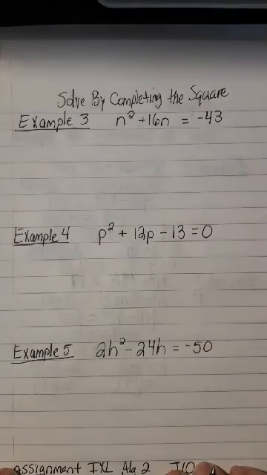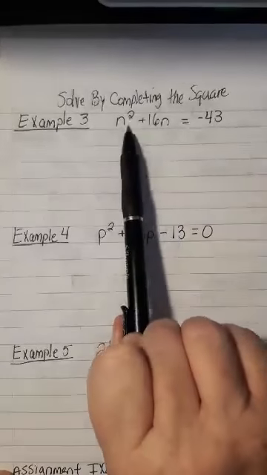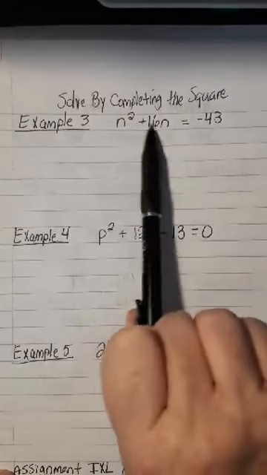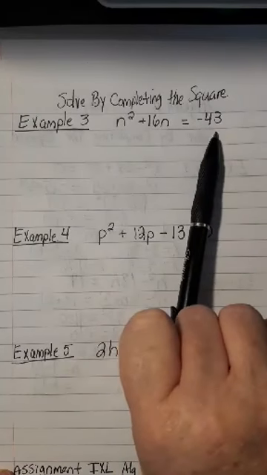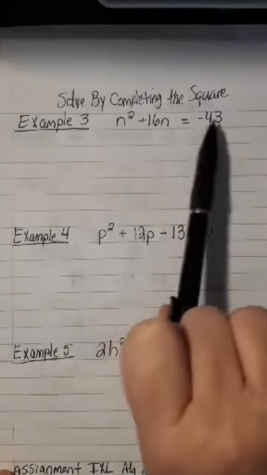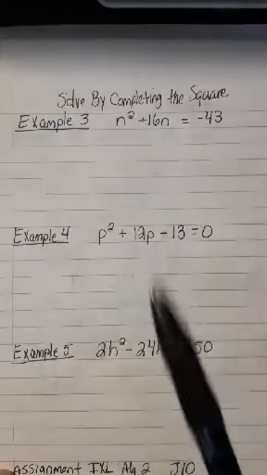So n squared plus 16n minus 43 is your equation. Remember, you only want the squared term and the linear term, the n squared and the n, on the left side. You want your c term over on the right side, and it is. So you don't have to add anything or subtract anything to the other side yet. You're ready to go ahead and complete the square.